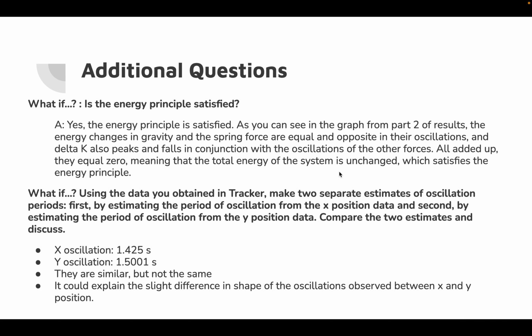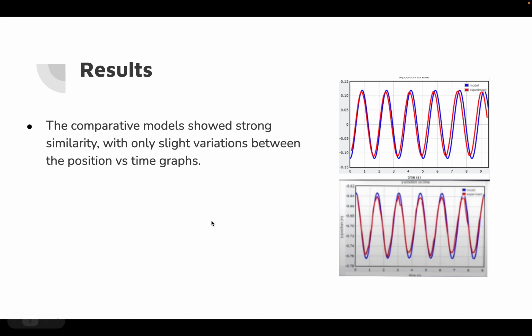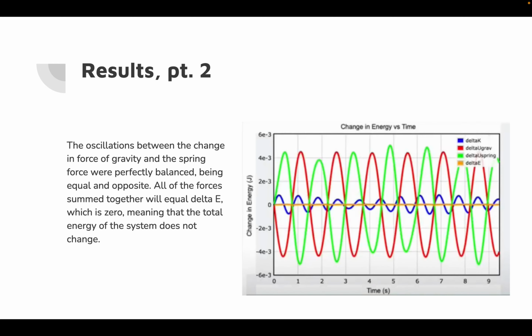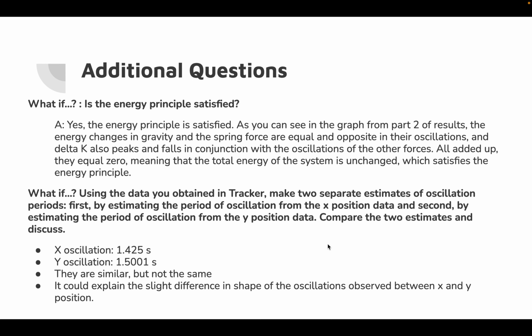And the period of oscillation for X, this was estimated just from the tracker data. I estimated that the period of oscillation for X was 1.425 seconds, and for Y oscillation is 1.5. They are very close, but they're not exactly the same, which could explain the slight variation between the two. As you can see, they don't perfectly line up, but they are quite similar from the tracker data.